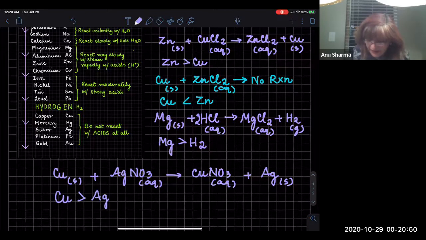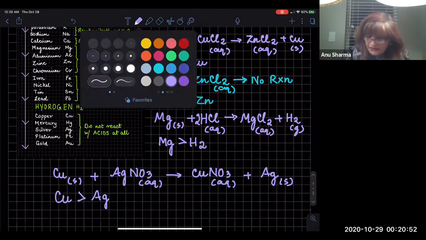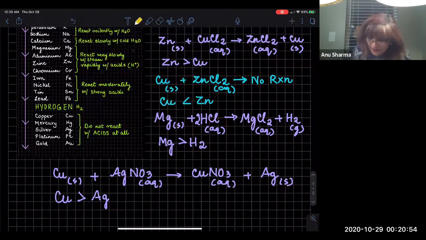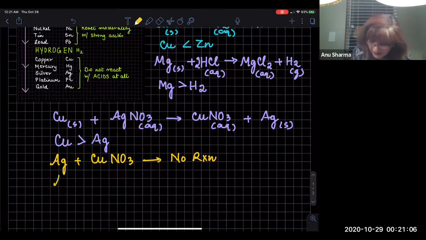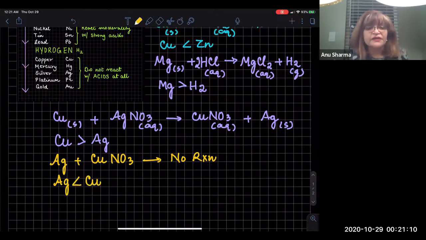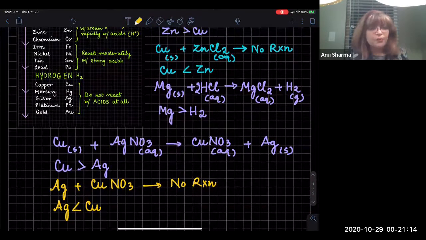But on the other hand, if you put silver in a copper nitrate solution, there is going to be no reaction. Why is there going to be no reaction? Because silver is below copper in the activity series. So it does not have the power to displace copper from copper nitrate.